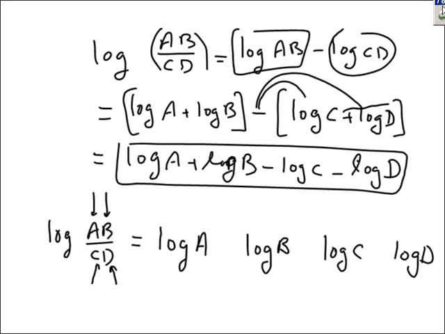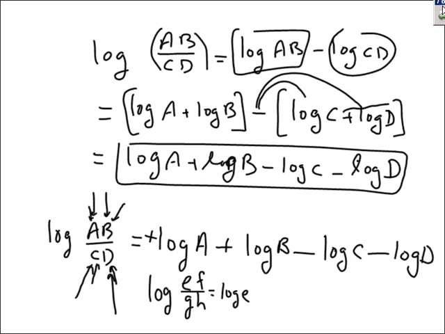If something's in the numerator, it becomes positive. Since A is in the numerator, it's plus log A. Since B is in the numerator, it's plus log B. Since C is in the denominator, it's minus log C. D, minus log D. So, if somebody asked me for this, what's log EF over GH? Well, it's log of E plus, because F is in the top, plus log of F minus, because G is in the bottom, minus log of G, and then minus log of H, because H is in the denominator. If you can do that one, and then you can do the next one, you can do any of these.